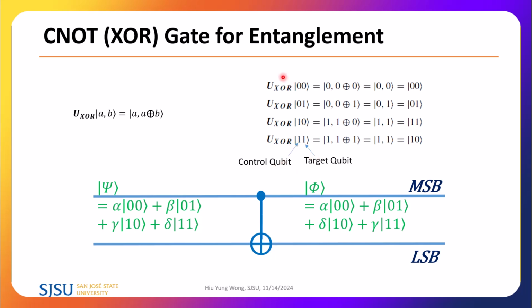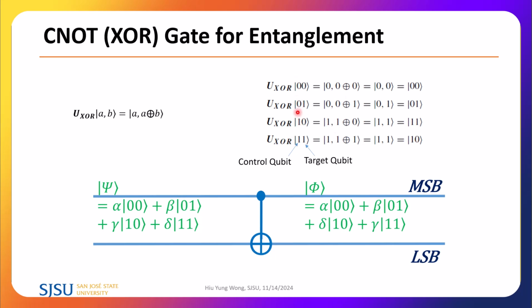When you apply it to these 2 qubits, it's going to do a NOT operation or exclusive OR operation. But let's just treat it as a NOT operation. If the first qubit is 0, then it's not going to do anything. So 0 0 becomes 0 0, 0 1 becomes 0 1. But if the first qubit is 1, then it's going to apply a NOT operation to the second. So 1 0 will become 1 1 because it negates the second qubit. And 1 1 will become 1 0 because it negates the second qubit from 1 to 0.